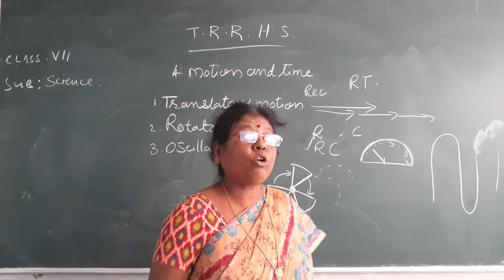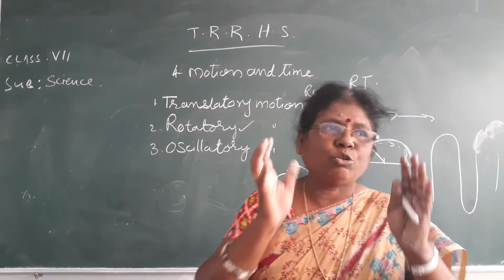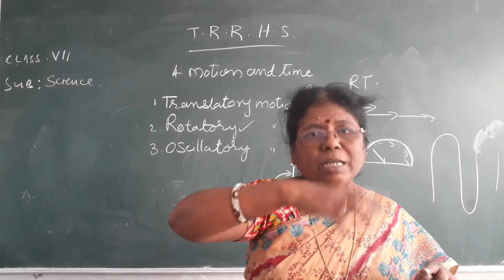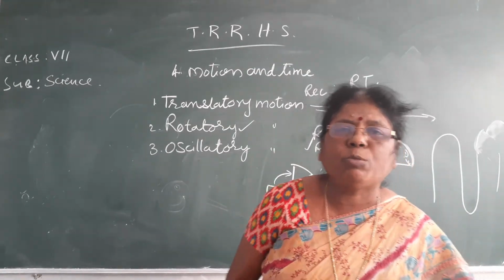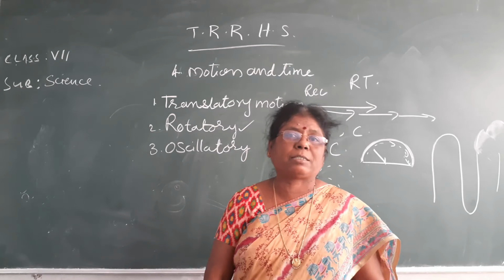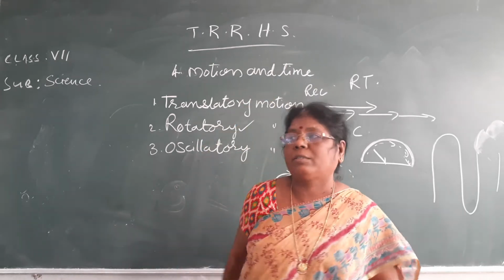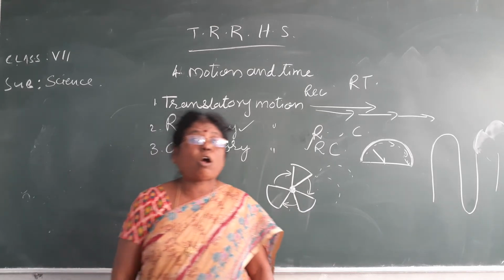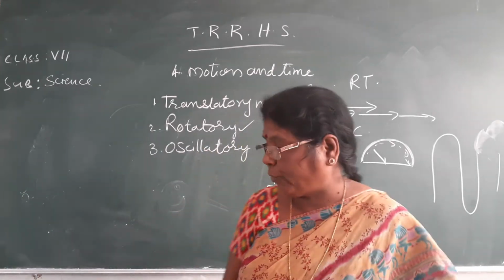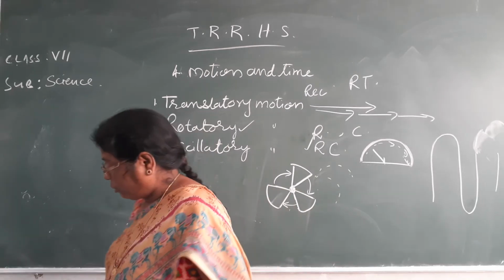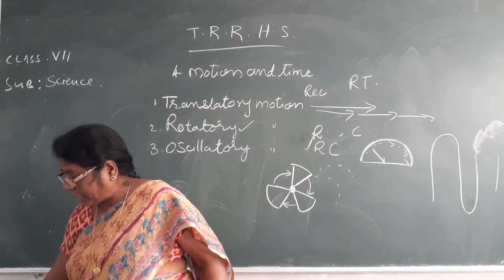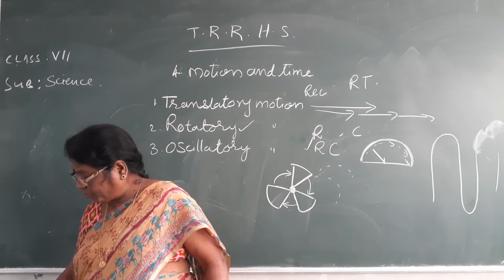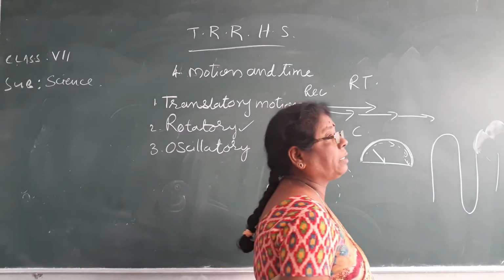Globe. I think in social you have seen teacher showed you many times globe. It is in a rotatory motion, which moves on its fixed axis. Rotation of the earth is in rotatory motion. So hands of a clock is an example of a rotatory motion. So these are the examples of rotatory motion. Understood?